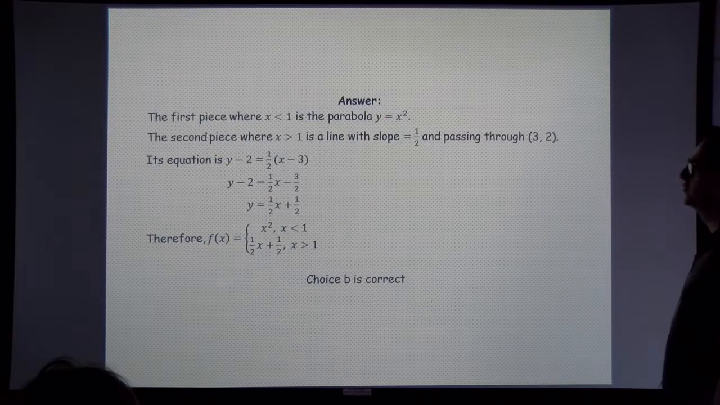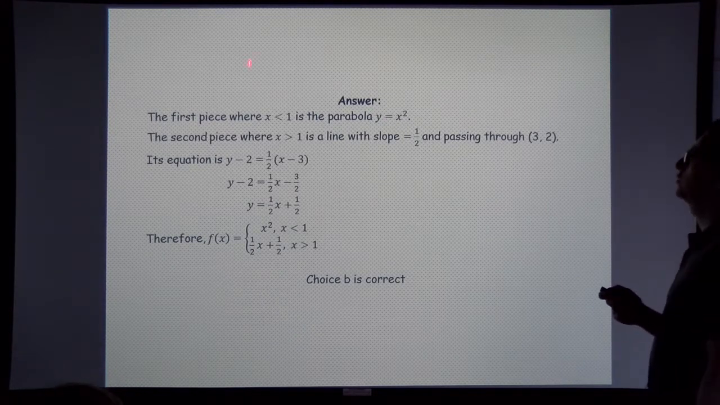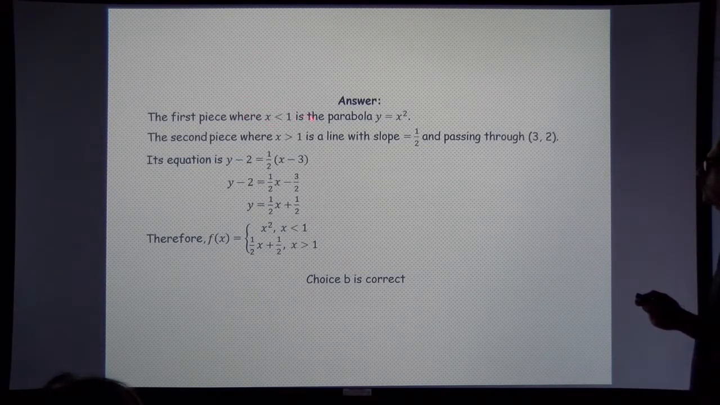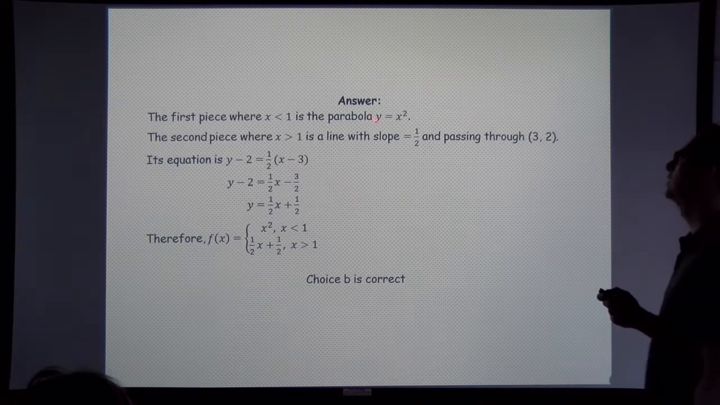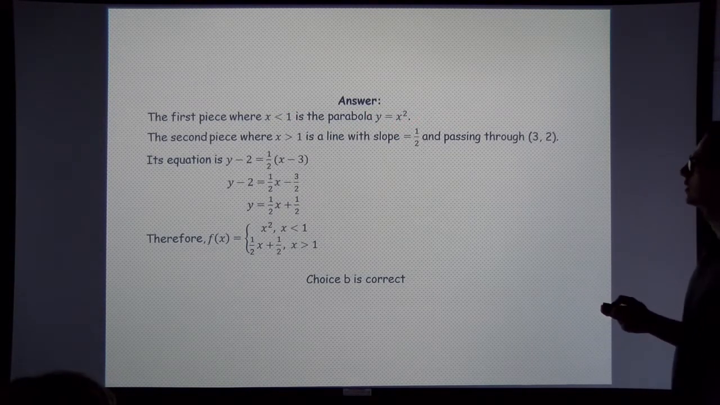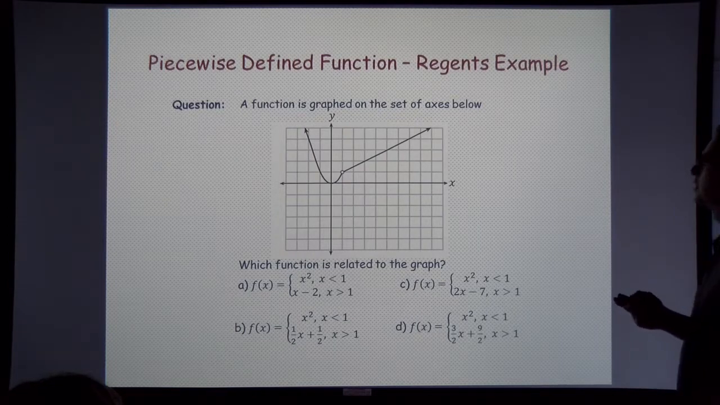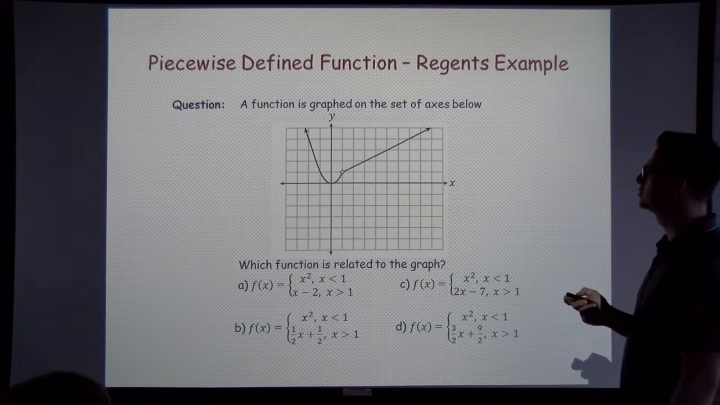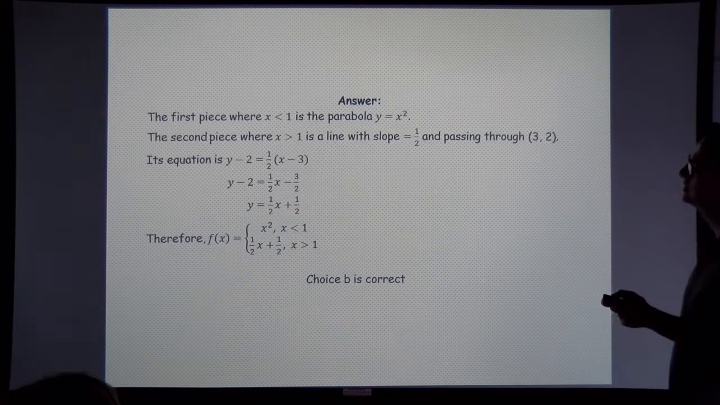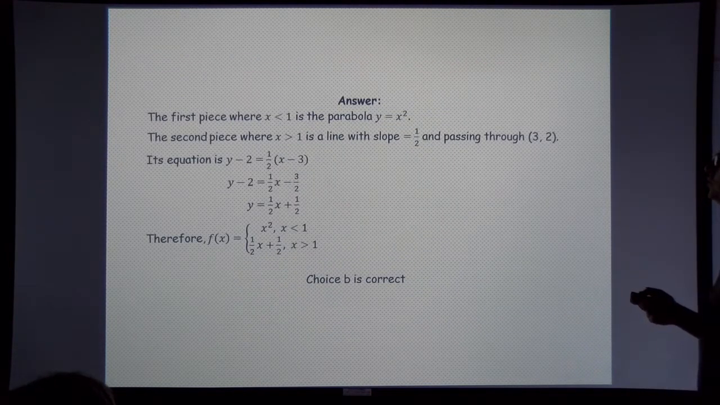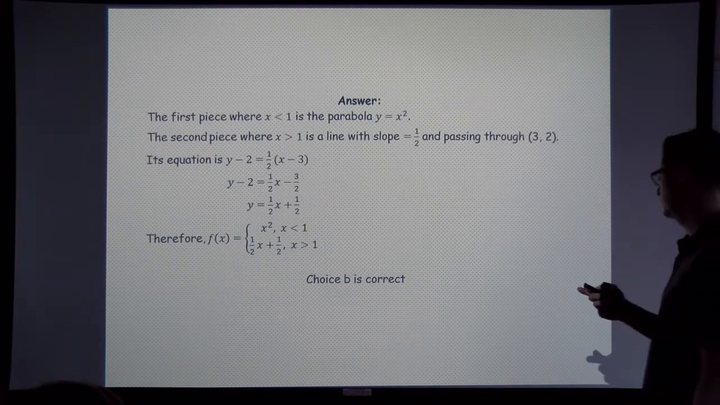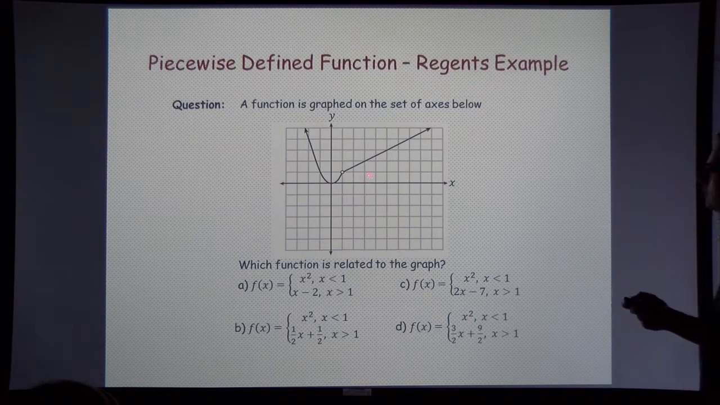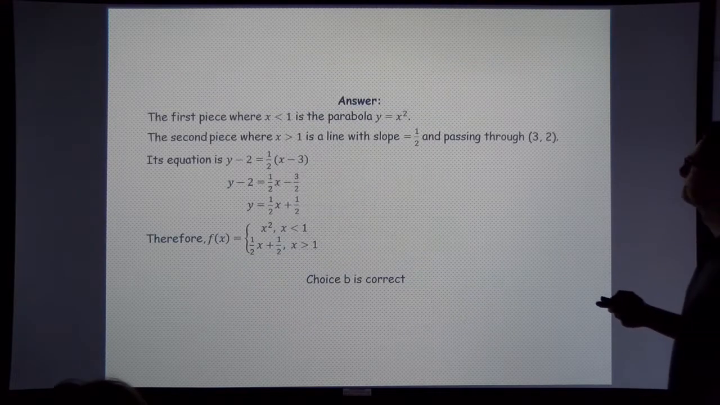So let's take a look at this. If we have our first piece, where x is less than 1, it is the parabola y equals x squared. So for x less than 1, the parabola is going to be y equals x squared, okay? The second piece, where x is greater than 1, is a line with a slope of 1 over 2, passing through the point (3, 2). So it's passing through our point here, all right?